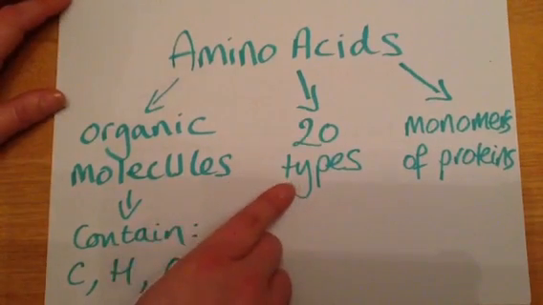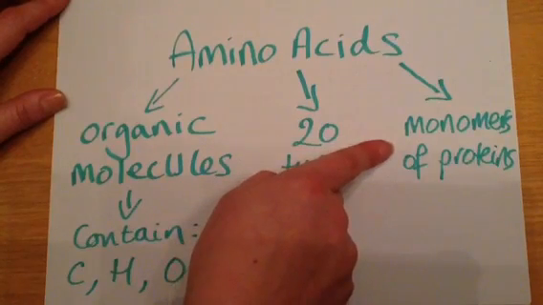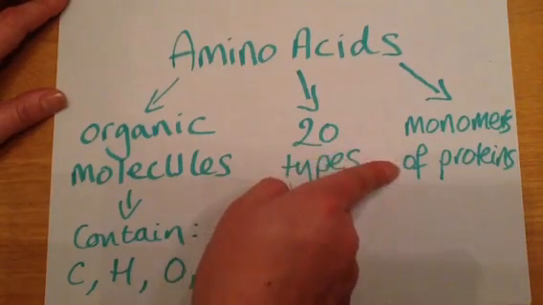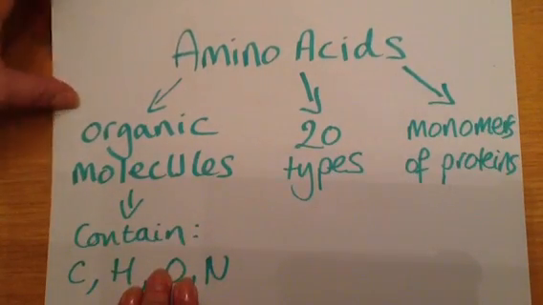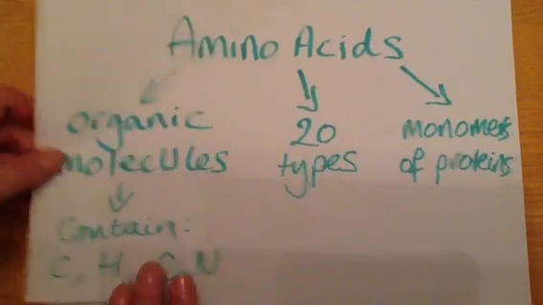Now there are 20 different types of amino acids, and as we've just said, they're the monomers, the individual units that can be put together to make proteins. Now you need to know how to draw an amino acid.